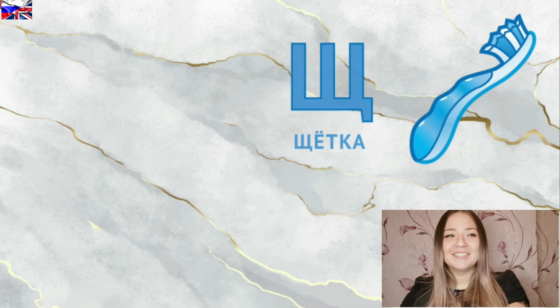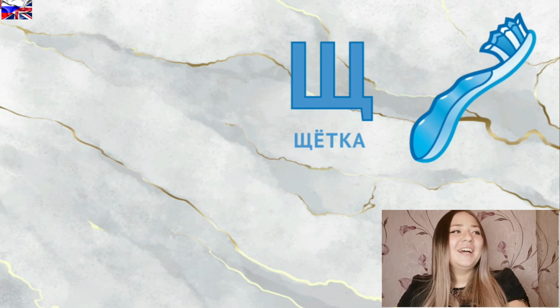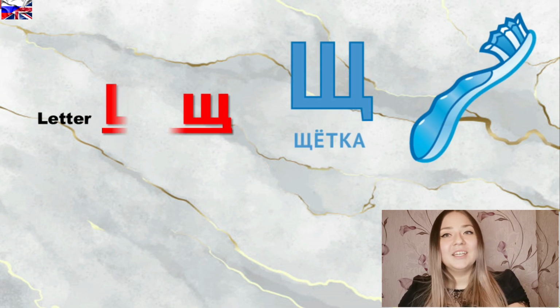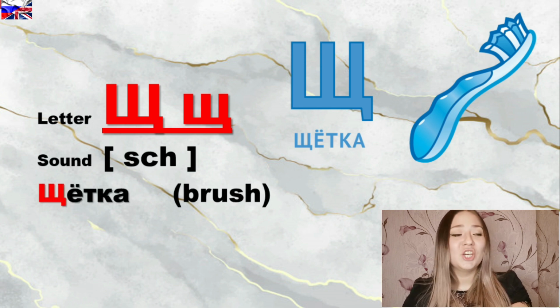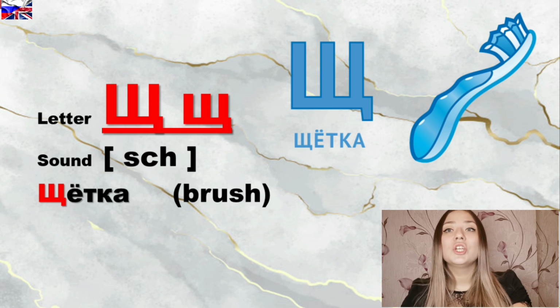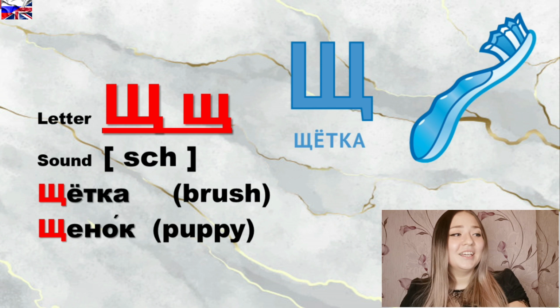Now this one looks similar to the previous one, but it's called letter Щ, sound sh, sh, sh. For example, the word brush is щетка, щетка. Very good. Or the word puppy is щенок, щенок, щенок.